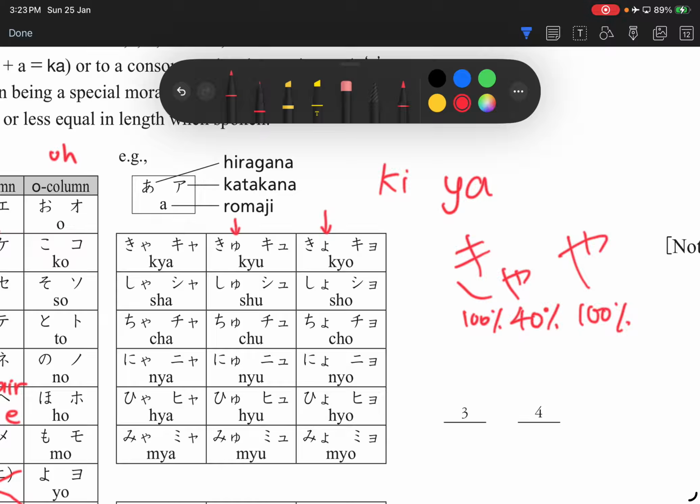I show you. Wait, my tablet is lagging. Oh my god. Sorry. Why is it lagging?